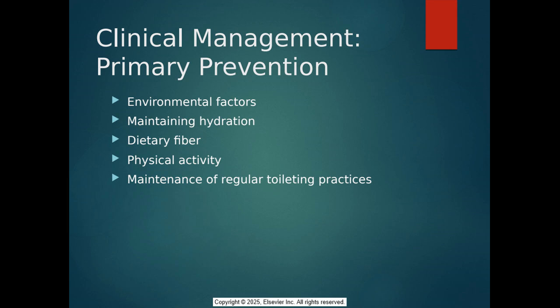So primary prevention: is there anything going on environmentally that we can look at? Maintaining hydration. You can go into acute kidney injury, AKI, because you're dehydrated. Dietary fiber. Do we have enough fiber in our diet to help promote production and movement of bowels? Physical activity. The more we sit, the more immobile we are, then quite frankly, the more constipation and or urinary retention we're going to have. Obesity plays a role in that as well.